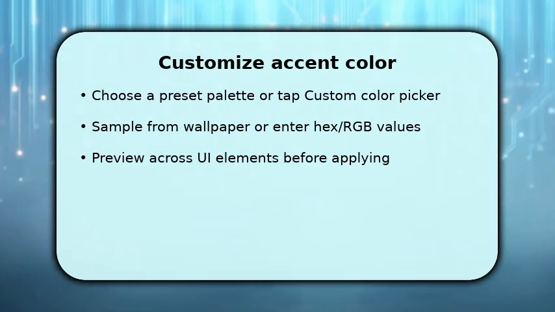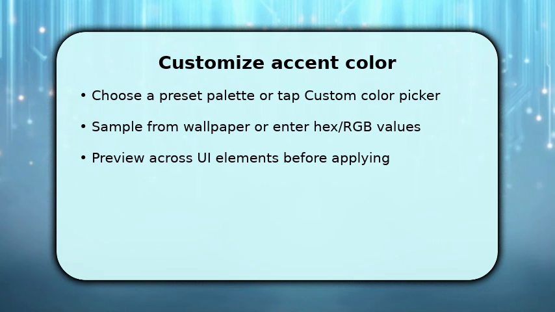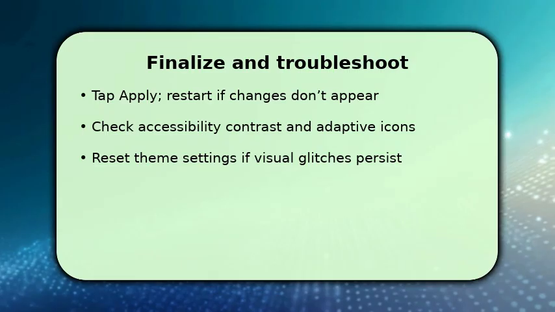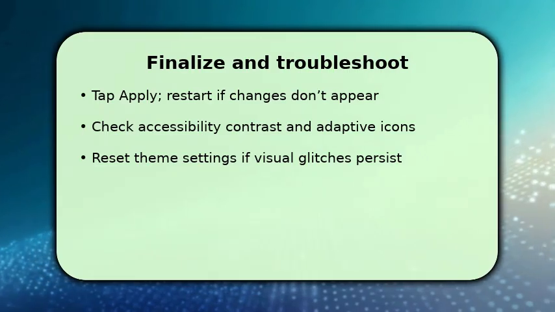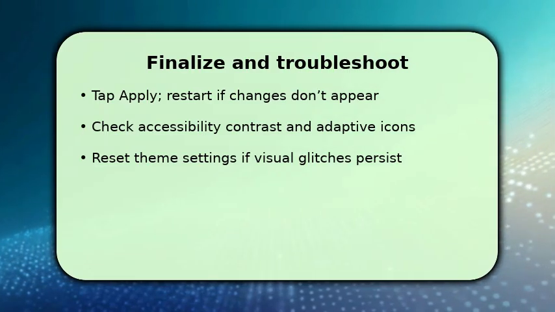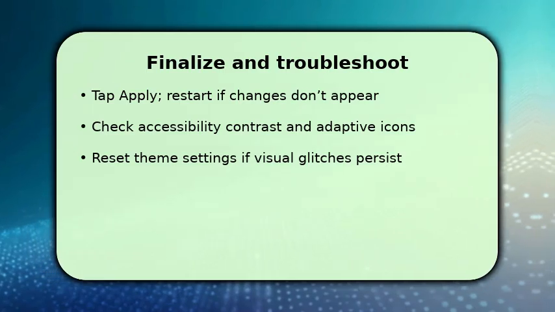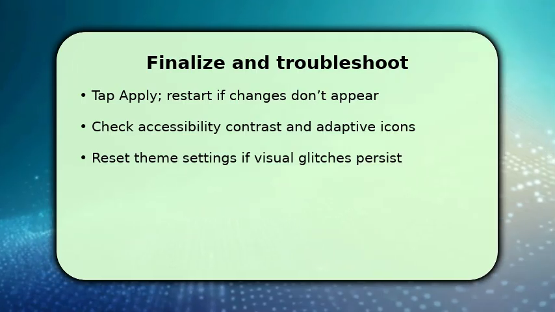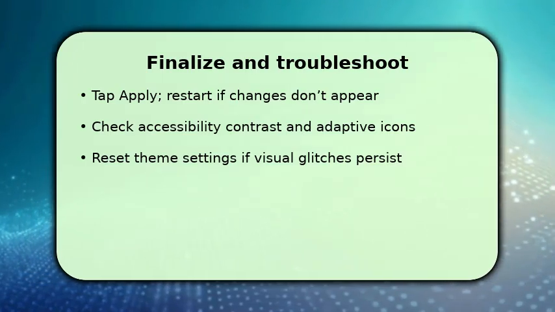When satisfied, tap Apply or Set to commit changes. You finish by tapping Apply and watching the system update accents across the UI. You may need to restart the phone if changes don't appear immediately. Once applied, make sure to check accessibility contrast and adaptive icon behavior so text remains readable and apps look consistent.